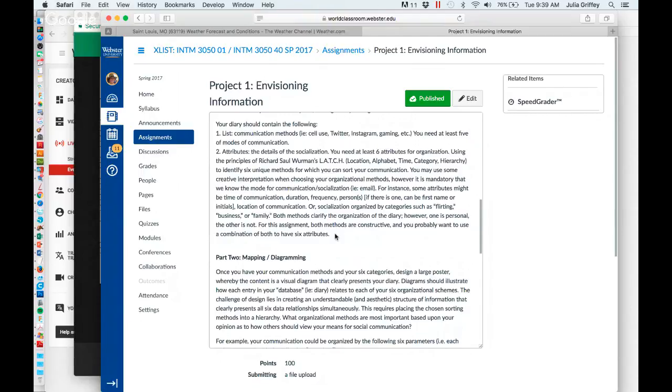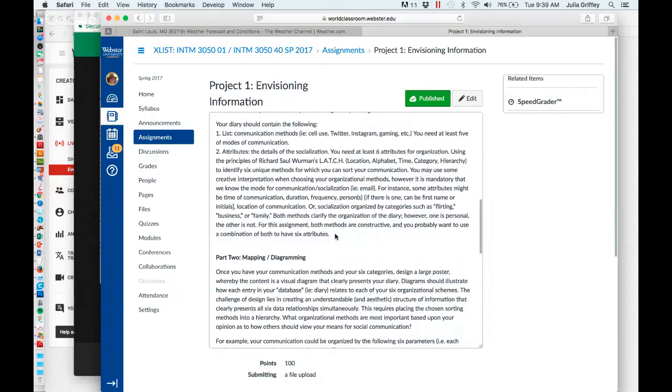What type of communication is it? For instance, some attributes might be time of communication, duration, frequency, person, if there is one, first name or initials, location of communication, or socialization organized by categories such as flirting, business, or family. Both methods clarify the organization of the diary. However, one is personal, the other is not. For this assignment, both methods are constructive, and you probably want to use a combination of both to have 6 attributes.